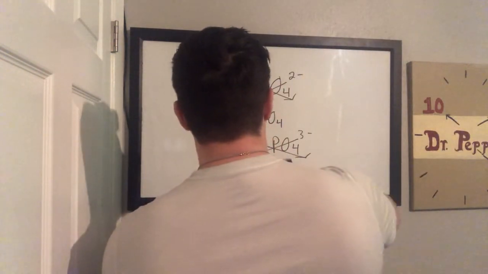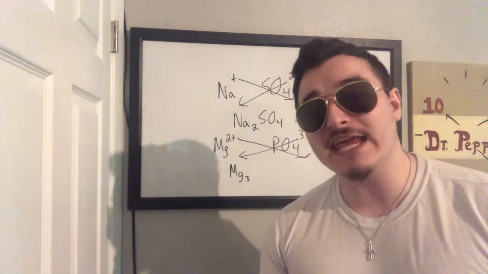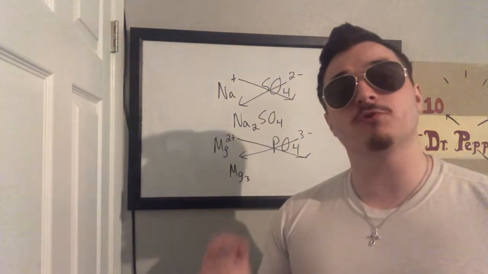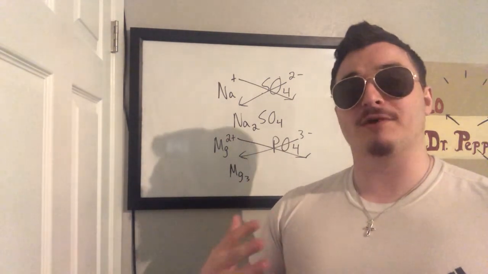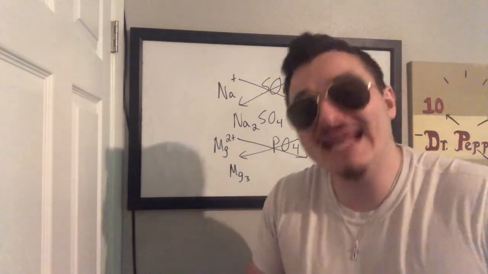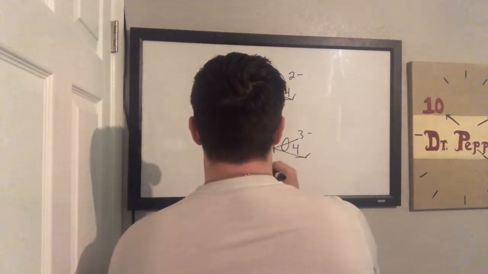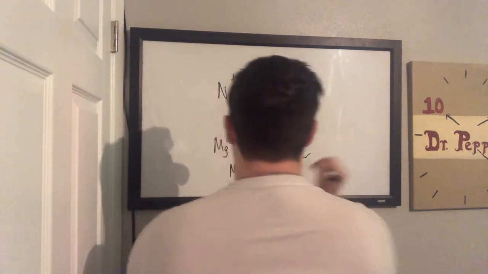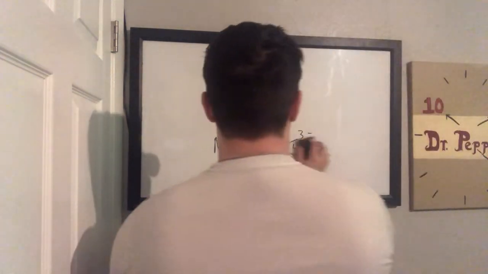So instead, what we're going to do is put the gang in parentheses so that we don't change its formula. However, what these parentheses are going to allow us to do is increase how many gangs there are. So we're going to put the PO4 in parentheses, and there's 2 of them, like so. All right, and we've got a couple more examples.